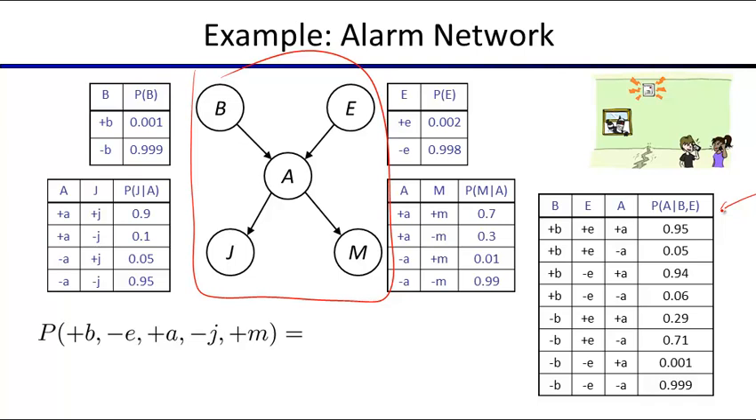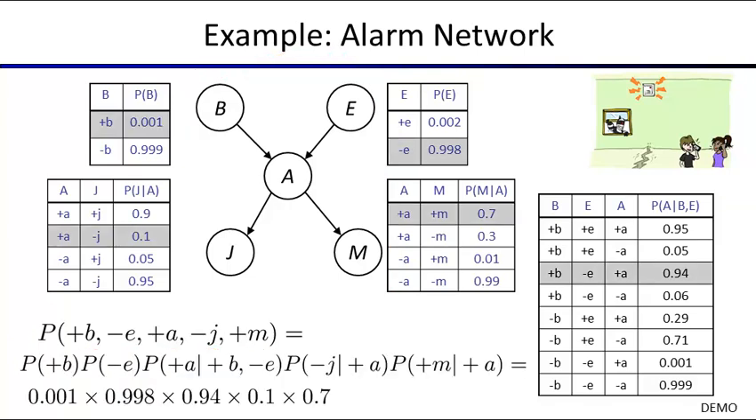If you want to compute an entry in the full joint, what do you do? You just pick an entry in each of these tables, the one entry that's consistent with the full joint instantiation. So we have plus b, minus e, plus a, minus j, plus m. In each of these tables, there will be one entry that's compatible with this. You grab those, multiply them together, and that's the probability for the full joint instantiation that we look at here.